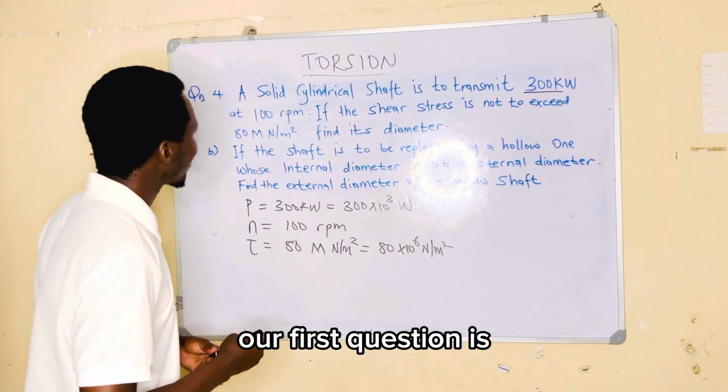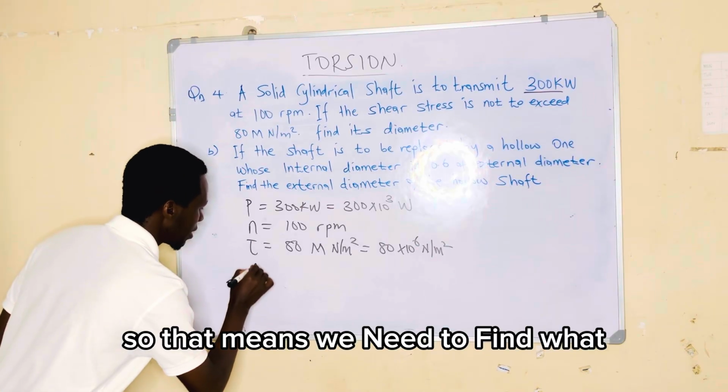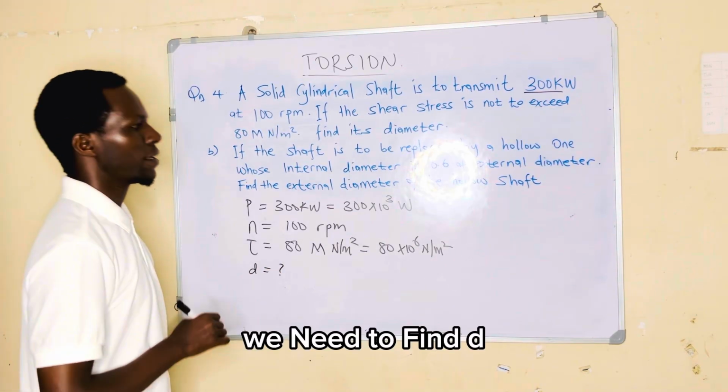So what is the question asking us to find? Our first question, that is part A, is asking us to find the diameter. So that means we need to find what? We need to find D.